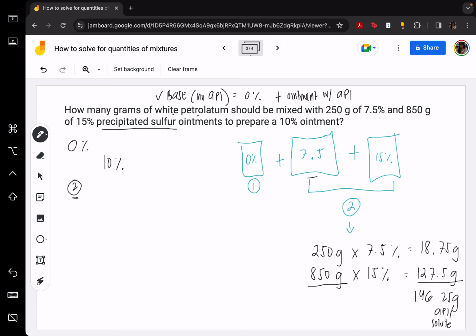How about for your solution? The total amount or quantity is 850 plus 250, which gives you 1,100 grams. So remember, when you express this in terms of percent concentration, weight by weight, okay, we simply get the ratio of your solute over solution times 100. Remember? In terms of grams. That's how we solve for it. So if we do that right now, your grams of solute already solved by you is 146.25. And then the grams of your solution would be the 1,100.